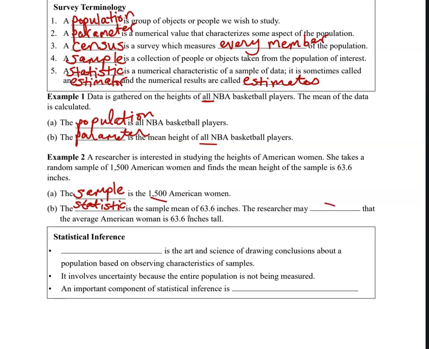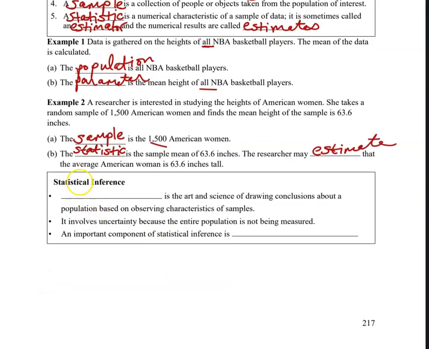The researcher may estimate that the average American woman is 63.6 inches tall. So she's making an estimate about the population based on the statistic from the sample. So statistical inference is drawing conclusions about a population based on what we observe from the sample. So that's called statistical inference.